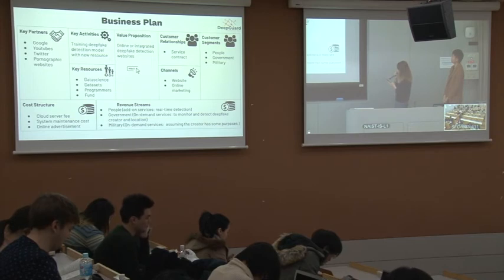To talk about the cost structure, we have to pay for cloud servers in order to process and store data. We also have the system maintenance cost and a fixed cost for online advertisement per month.